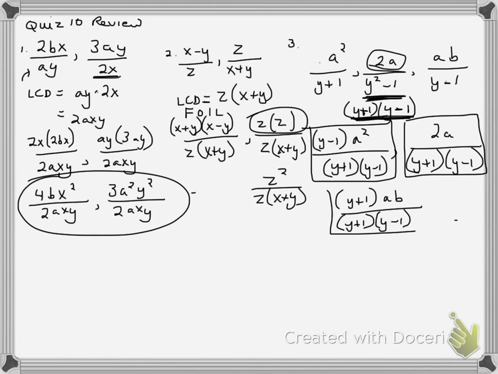And then for my last one, again, I have the y minus 1, so I need the y plus 1 as my numerator times ab. I could take this part here and move it to the front. I could distribute it through, or I could leave it just as it is.